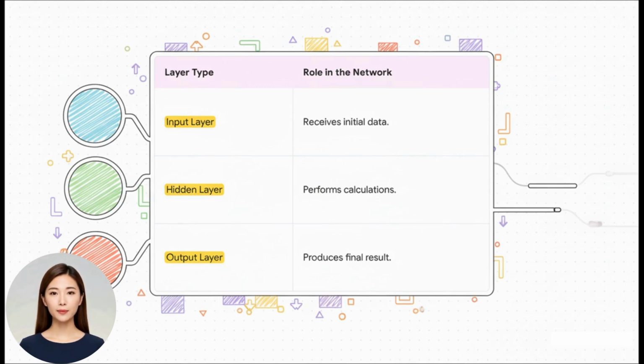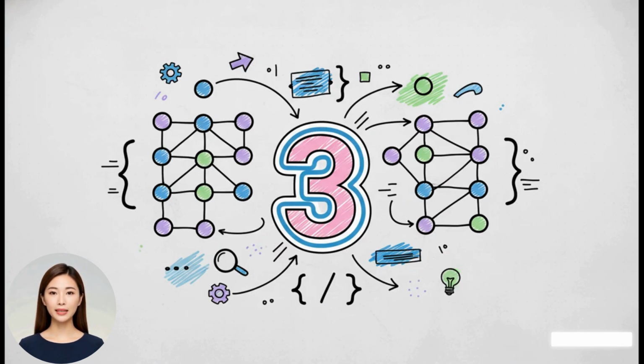First, you've got the input layer. This is the front door, right? It's where your raw data, like the pixels from an image, first enters the system. Then you have the hidden layers. This is the engine room where all the really complex, heavy-duty calculations happen. And finally, you have the output layer, which spits out the final answer, the prediction, like cat, dog, or whatever you're looking for. And speaking of that output layer, its size is absolutely crucial.